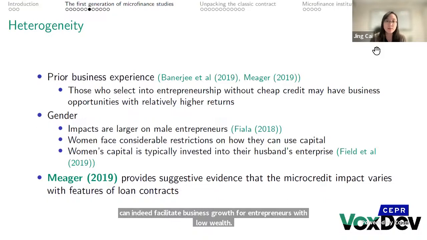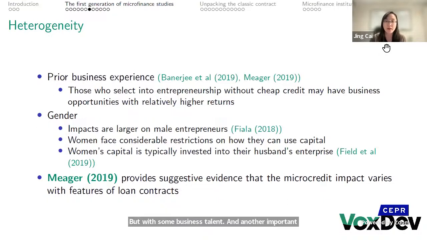Another important factor to look at is gender. Many microcredit programs focus on female entrepreneurs. So it's interesting to test whether such programs actually generate larger impacts for women.